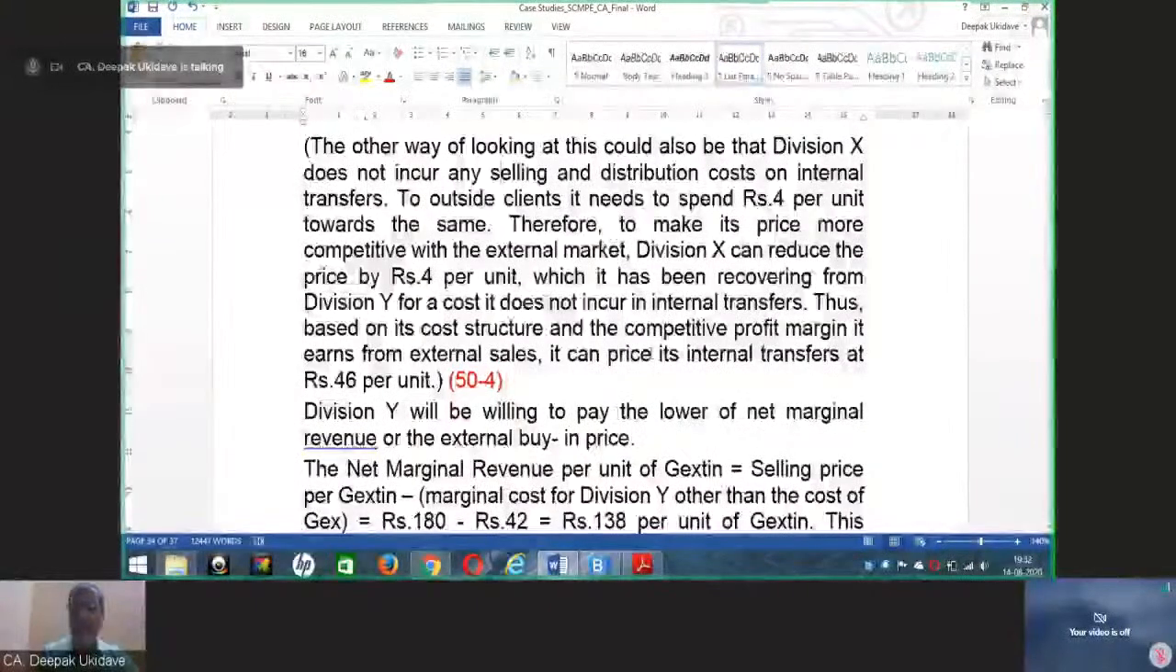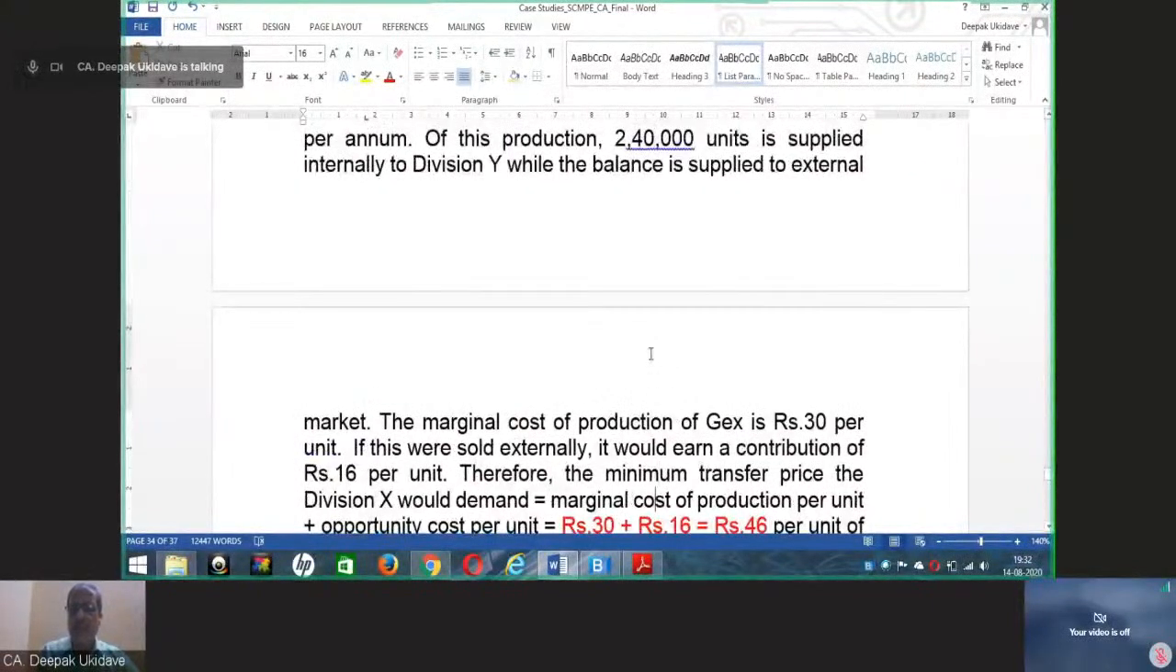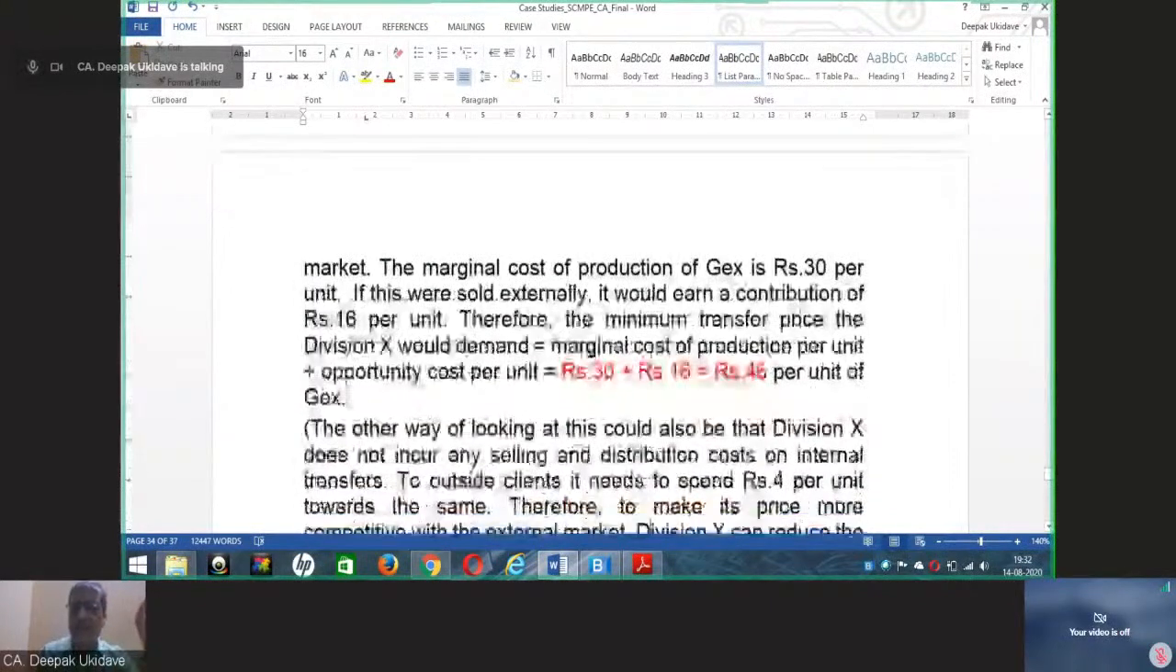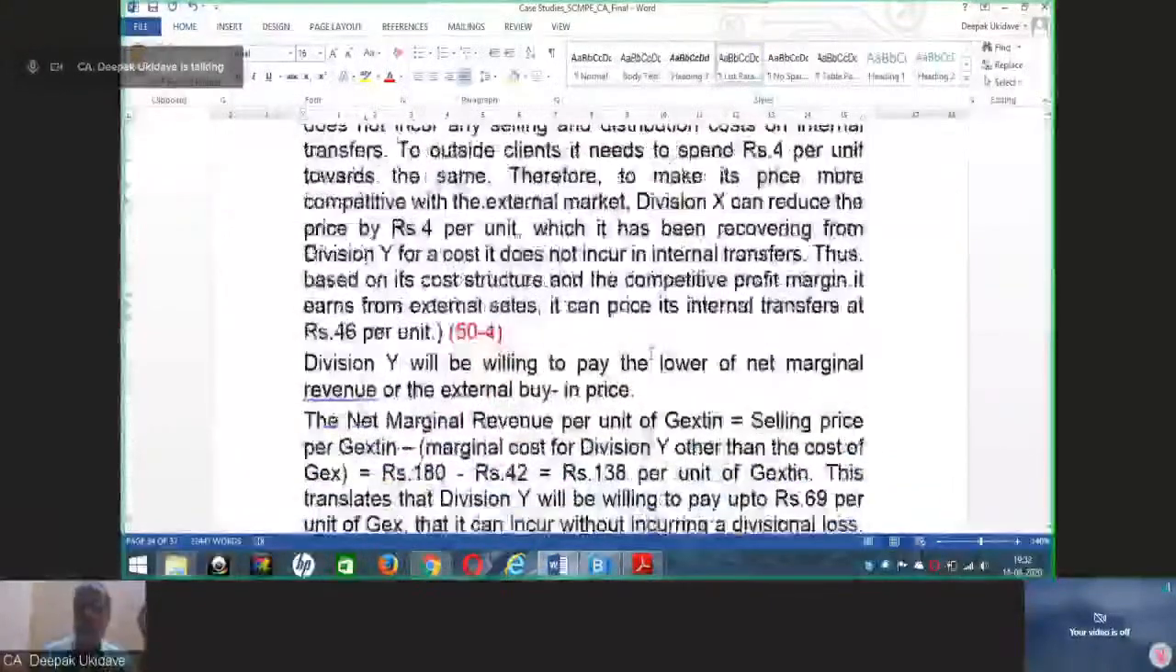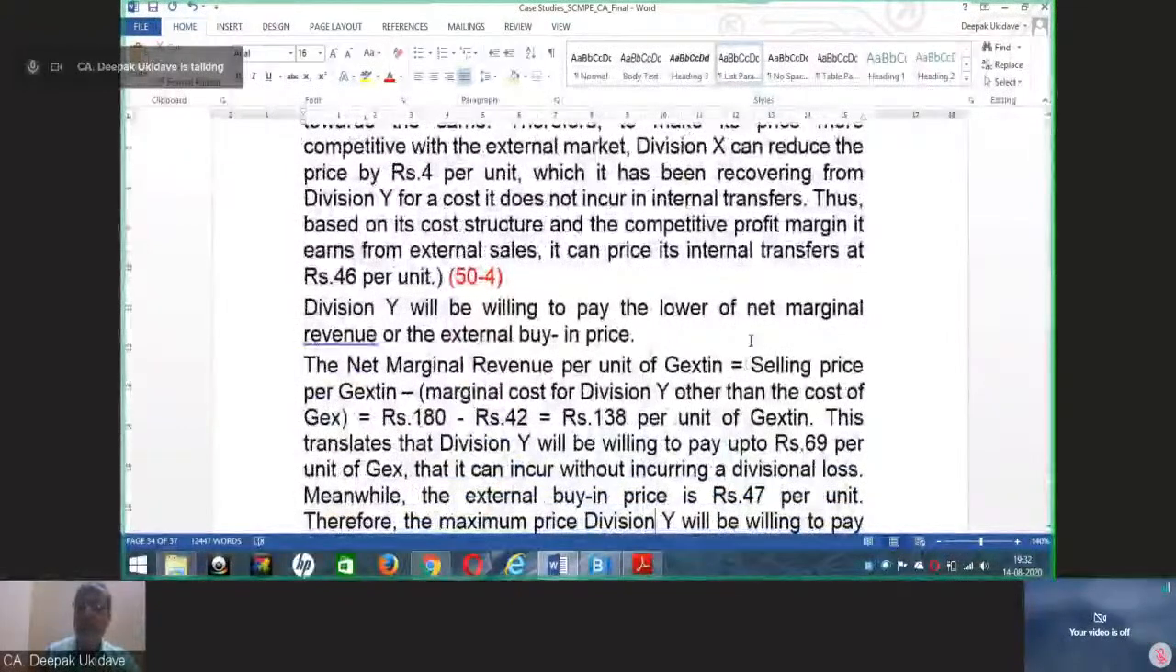And that is what we have seen. 30 plus 16 is 46 rupees, or 50 minus 4 is 46. So division Y will be willing to pay the lower of net marginal revenue or the external buying price. So you know the formula. Net marginal revenue per unit of Jextin for the finished product is selling price minus marginal cost for division Y other than the cost of Jex. All of you know the formula we had seen. From the buying division's point of view, the maximum transfer price could be.